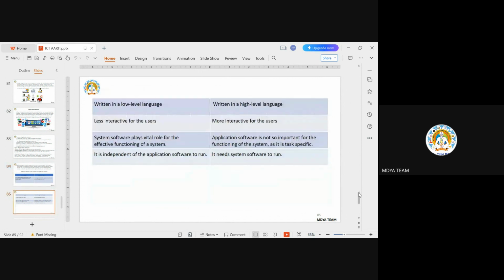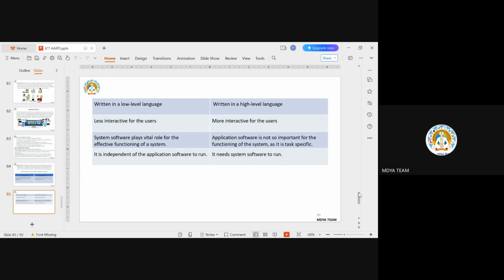System software is written in a low level language, machine language, that is binary language 0 1, and application software is written in a high level language, human understandable language. System software is less interactive for the users, because we don't interact directly with it. Application software we obviously use: WhatsApp, YouTube, Instagram, Zoom, Google Meet. So we are more interactive with application software.